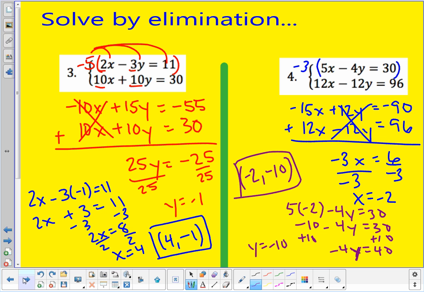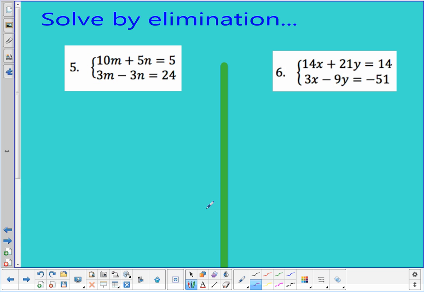Okay, a couple more like this, then we're going to check out some word problems. So number 5, check your variables, m's and n's this time. Little different variable, but that's okay. We can still use them. So m's lined up, n's lined up, constants lined up, equal signs lined up. We're all good to go. Check the coefficients. 10 and 3, not pretty. 5 and 3, also not pretty. So this is a system where I'm going to have to multiply both options.